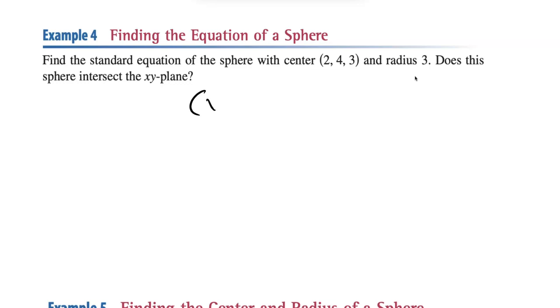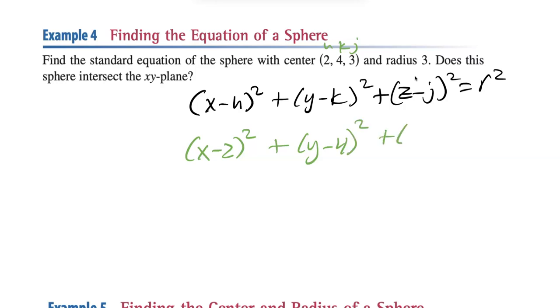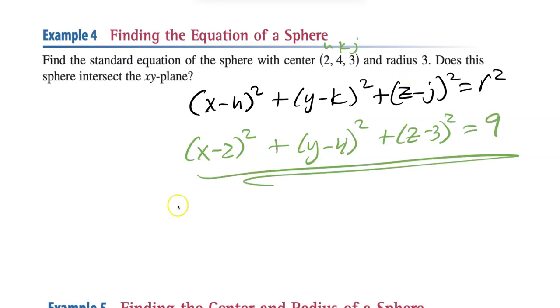Right, so our formula is going to be (x minus h) squared plus (y minus k) squared plus (z minus j) squared equals r squared. Let's plug in our points, h, k, j. So I get (x minus 2) squared plus (y minus 4) squared plus (z minus 3) squared equals 3 squared, which is 9. So that is our formula.